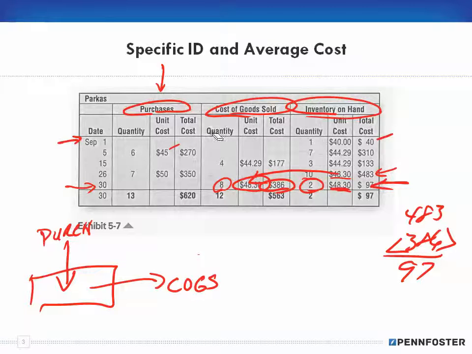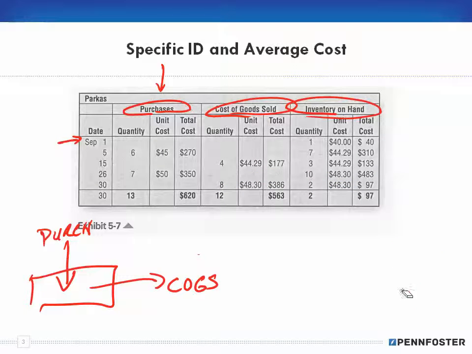So you're keeping track of this on a day by day, moment by moment basis. Every time there's a change, every time you purchase something or you take something out of cost of goods sold, your inventory on hand changes, and you're always constantly updating those values to know what that average cost is.